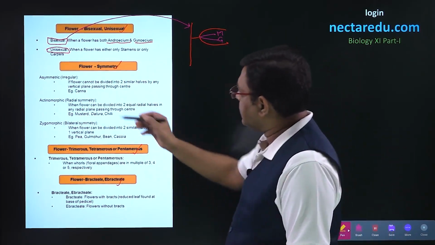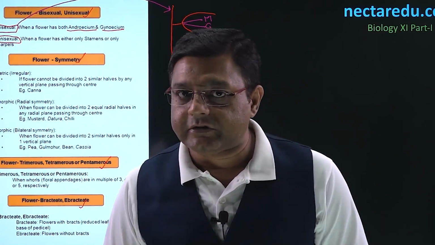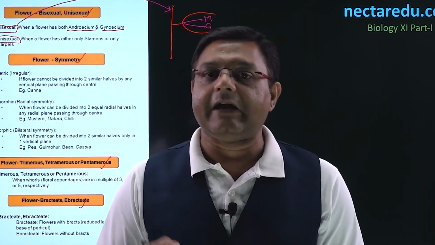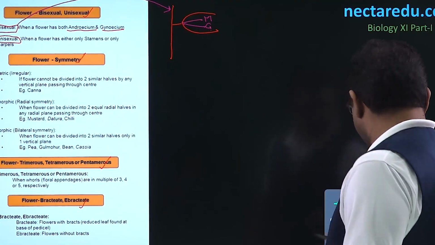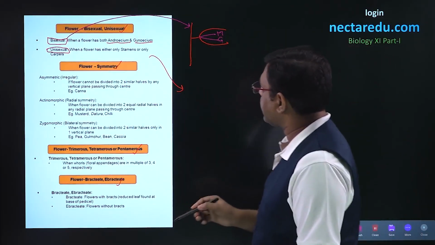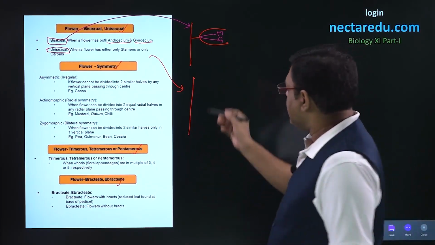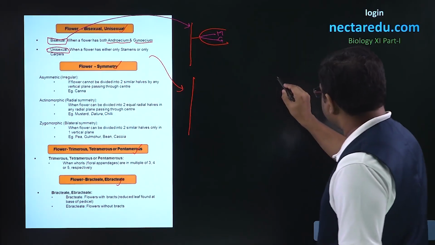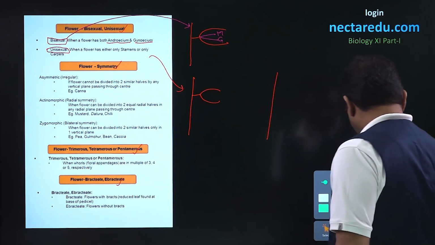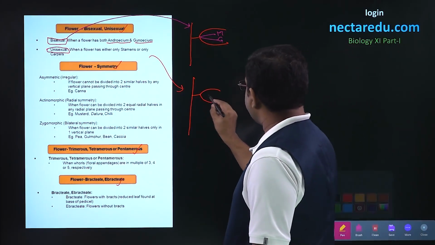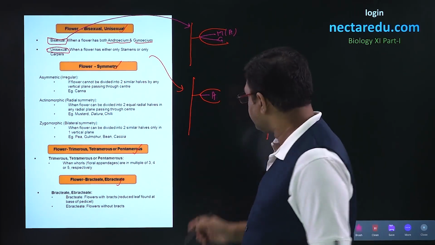In the second case, that is the unisexual, in this case, flower will either have androecium, that is the male part, or it will have gynoecium, that is the female part. So, in this particular unisexual case, flower will have only androecium or only gynoecium. Now, there can be two cases. Let us assume that this is the flower and this flower has only male part, that is androecium. Male part is androecium or the stamens.